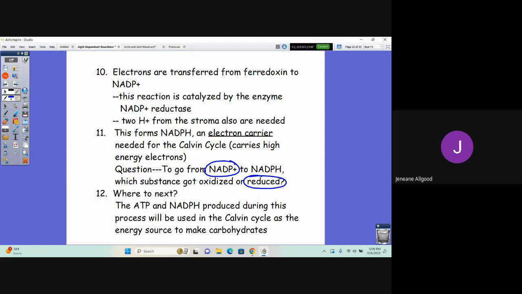Where to next? The ATP and the NADPH produced during this process will be used in the Calvin cycle. And as I mentioned, the Calvin cycle is going to take place in the stroma. ATP will be an energy source. NADPH will be your source of high energy electrons.